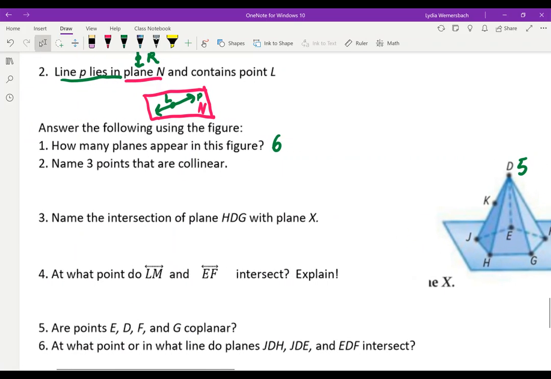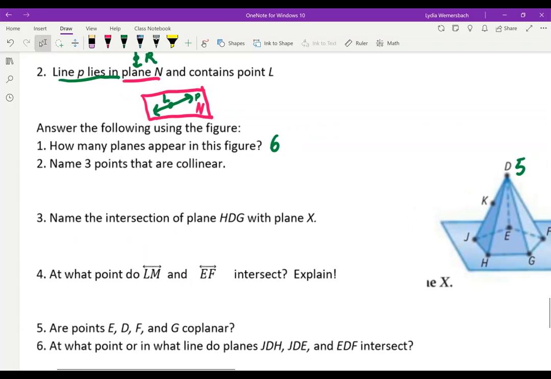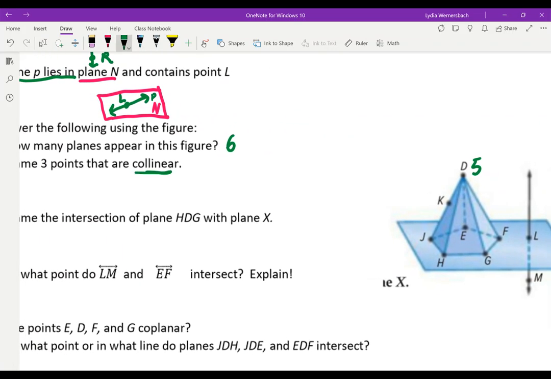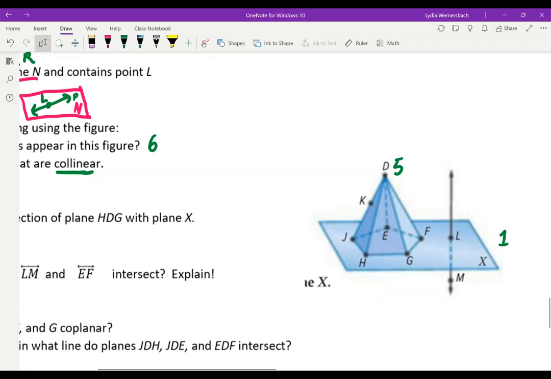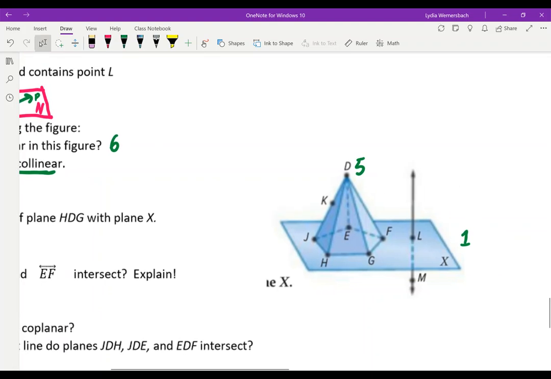So then it says name 3 points that are collinear, meaning, again, on the same line. You really don't have many options here. If we're looking at F and G, they would be collinear, right? But there's not a third point there. The same thing with L and M. They're collinear, but there's not a third point. So really the only option we have for collinear with 3 points would be this one.